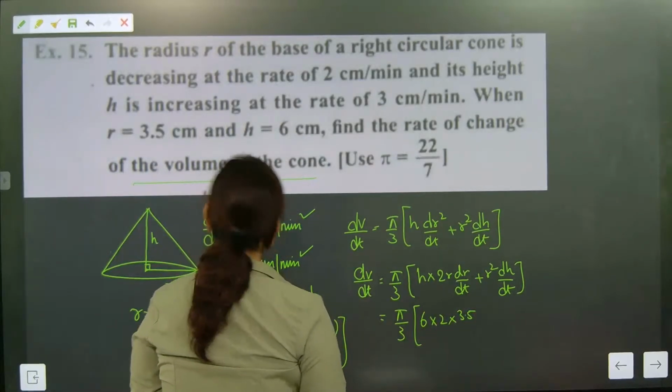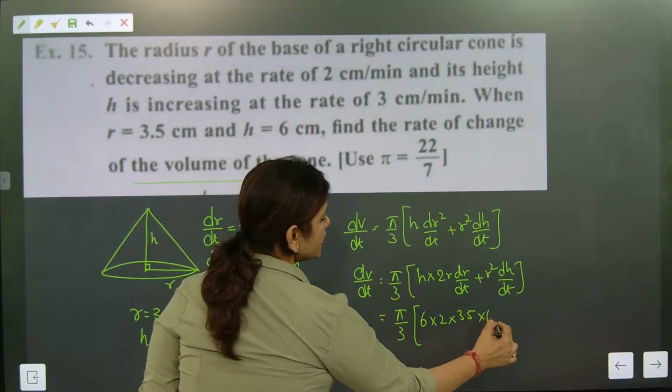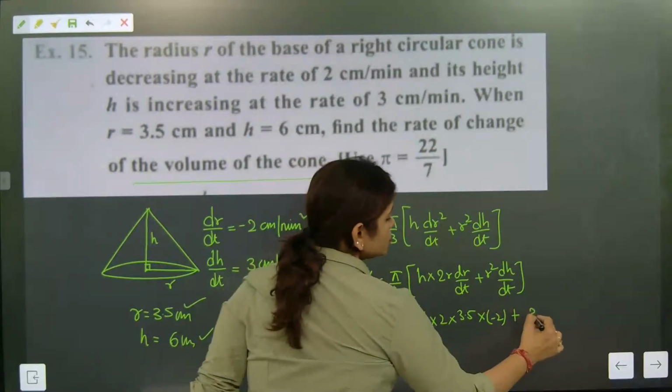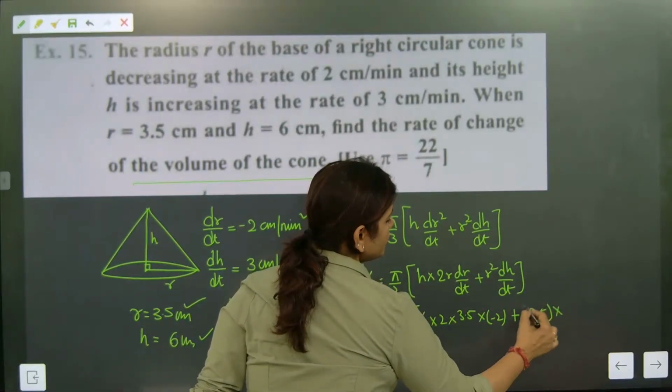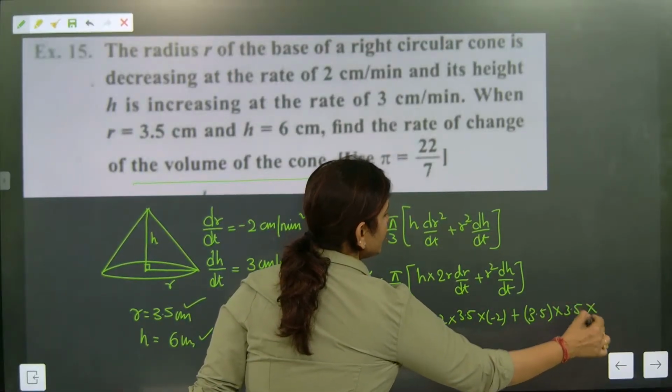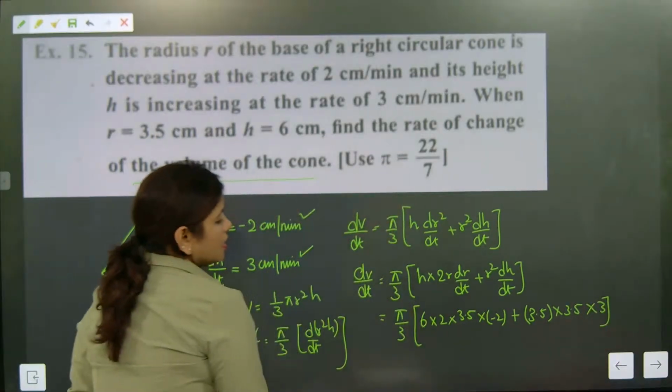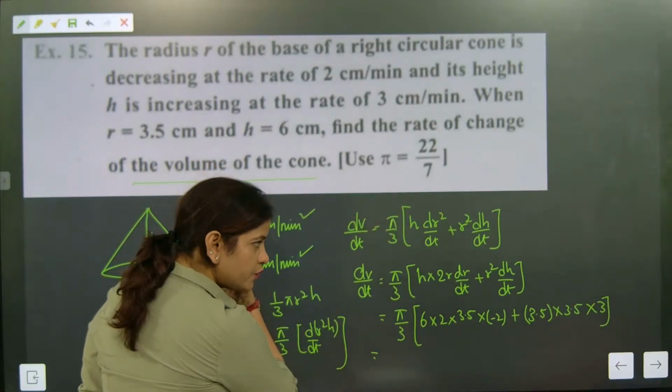3.5. dr is minus 2. We will take minus 2 here. Plus here radius is 3.5. So 3.5 into 3.5, I will take it 2 times. And height is exactly increasing with 3. That's it. Calculation only we have to do.